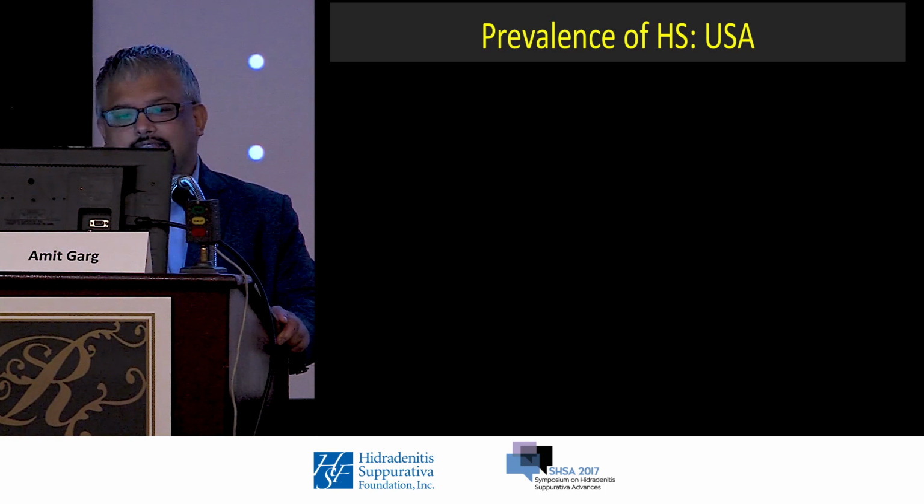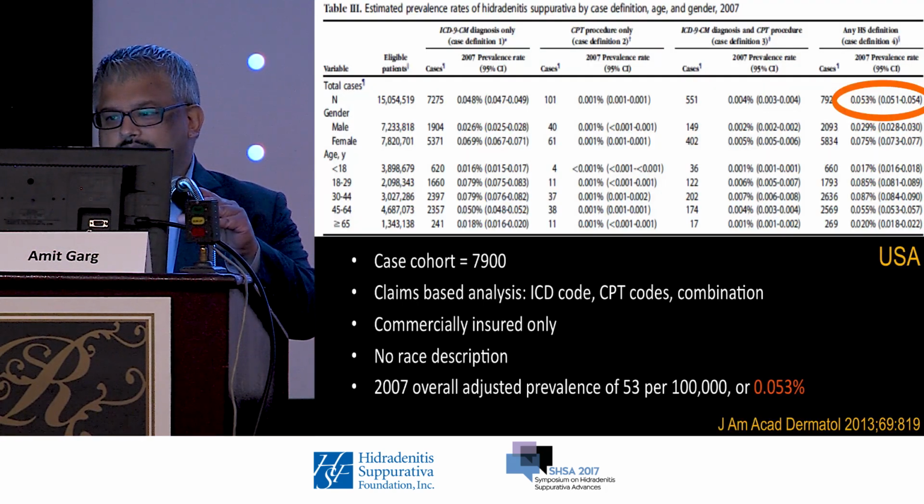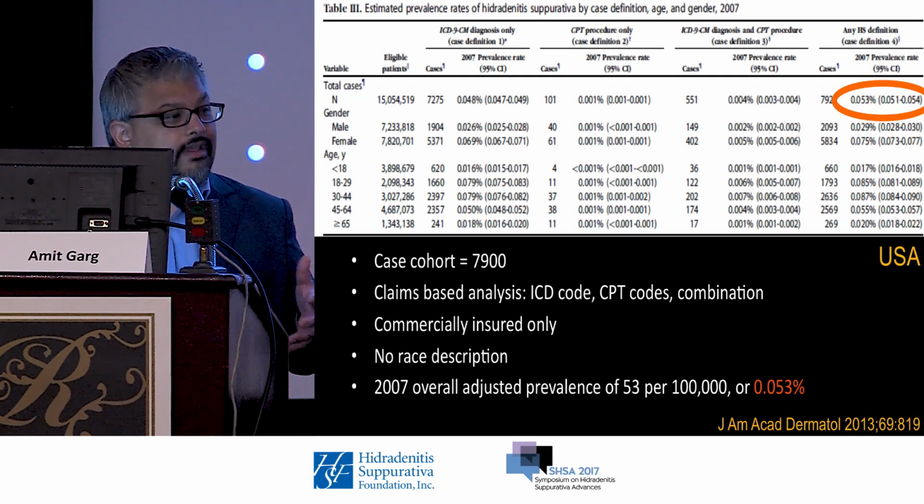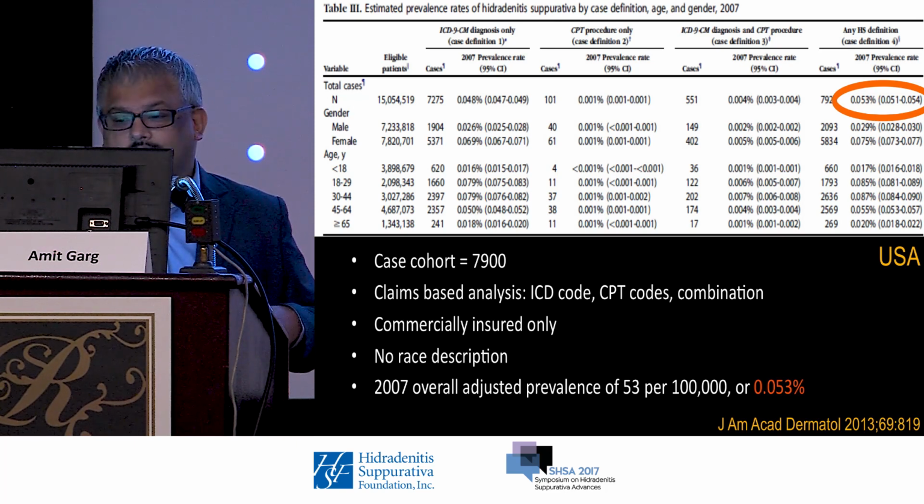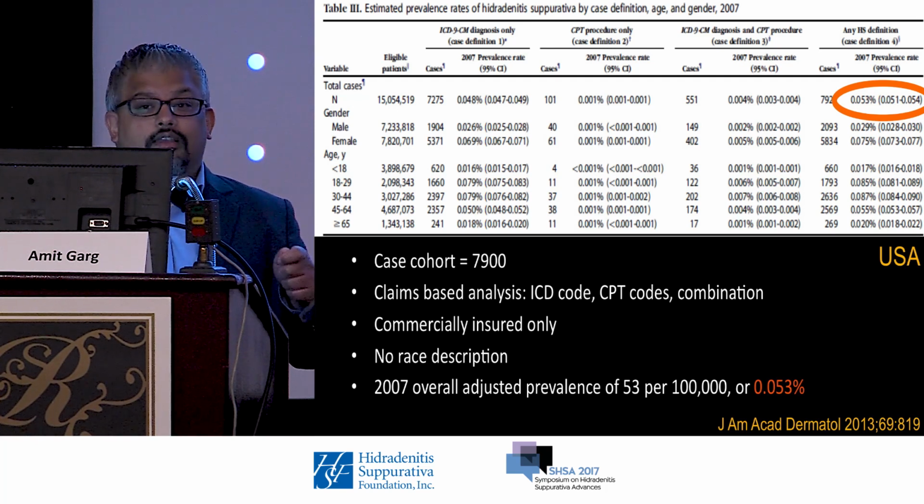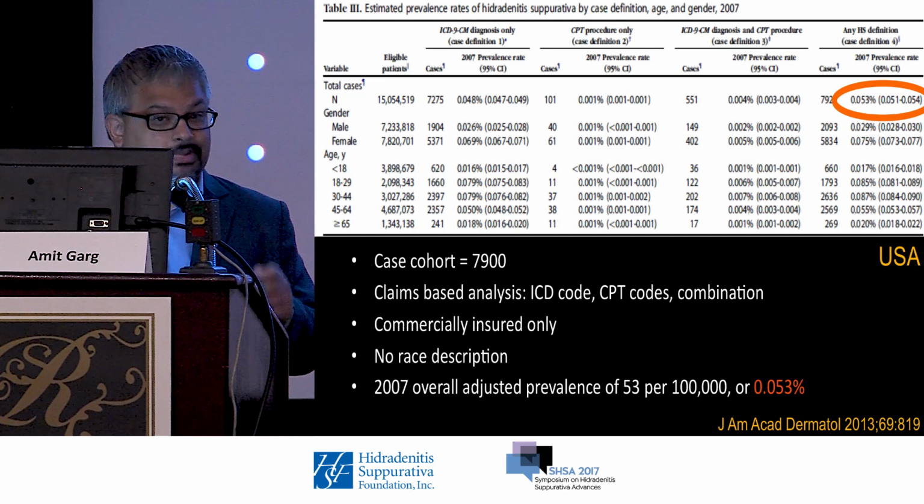So what about in the United States? This was a study, I believe a Janssen-sponsored study, where they looked at almost 8,000 patients. The way they gathered their cases was through ICD-9 coding and CPT coding, so procedures used for HS but also used for other conditions, not necessarily specific for HS, or some combination thereof.